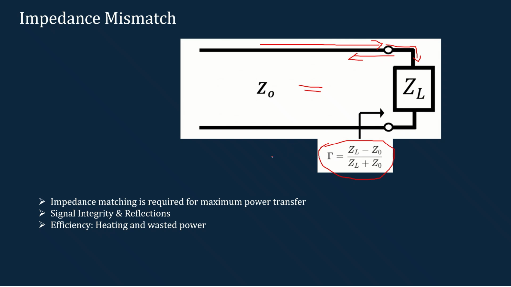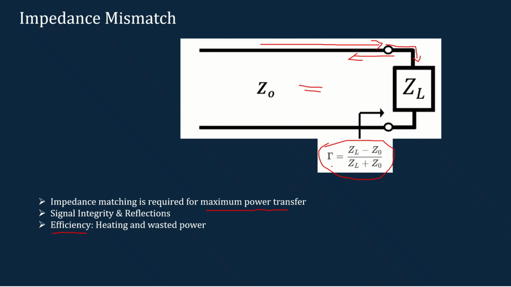So impedance match is required for maximum power transfer, it is very important to avoid reflections, and it is very important to get better efficiency. Otherwise, it will cause heating and wasted power.